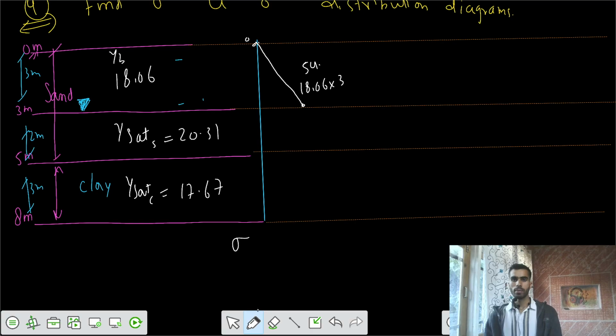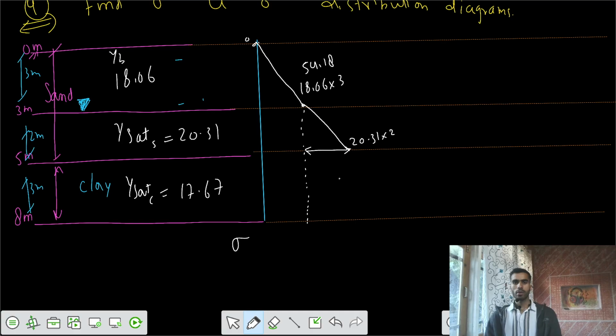54.18 kilonewton per meter square. After that it becomes a surcharge for the soil below that. So after that, what is the value at this location? What is the increase? This increase would be 20.31 into gamma sat into 2. I would write gamma sat into 2.